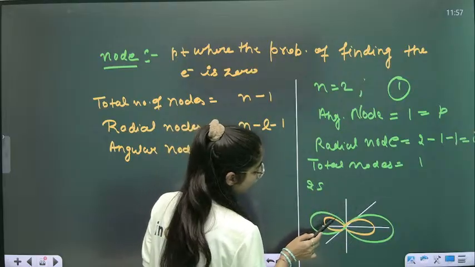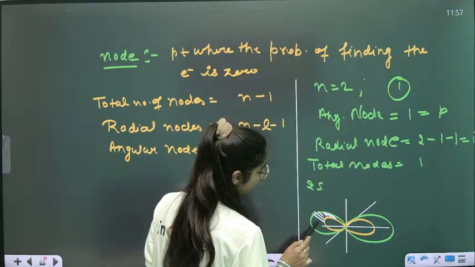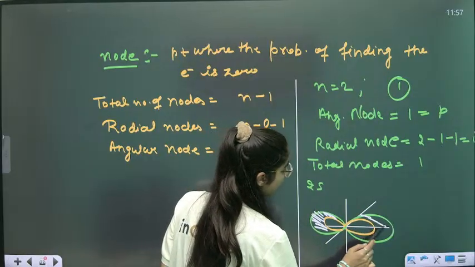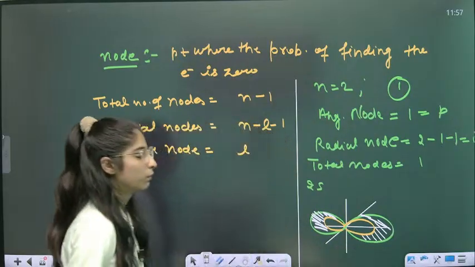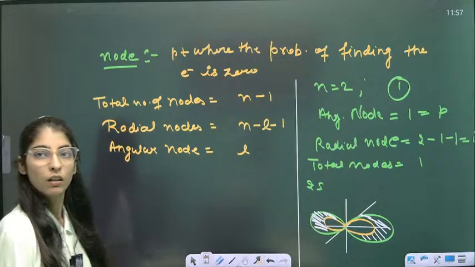So this is going to be the area, student, where the probability of finding the electron density will be equal to 0. Okay.